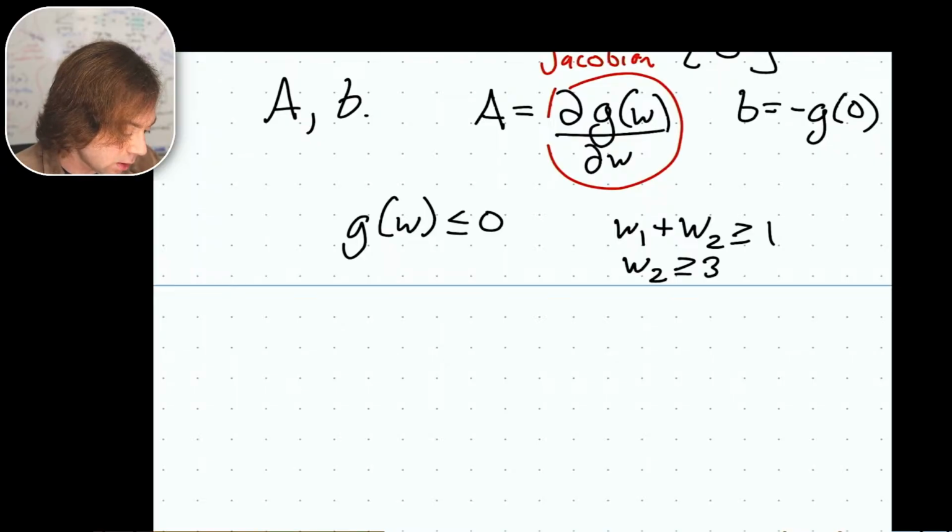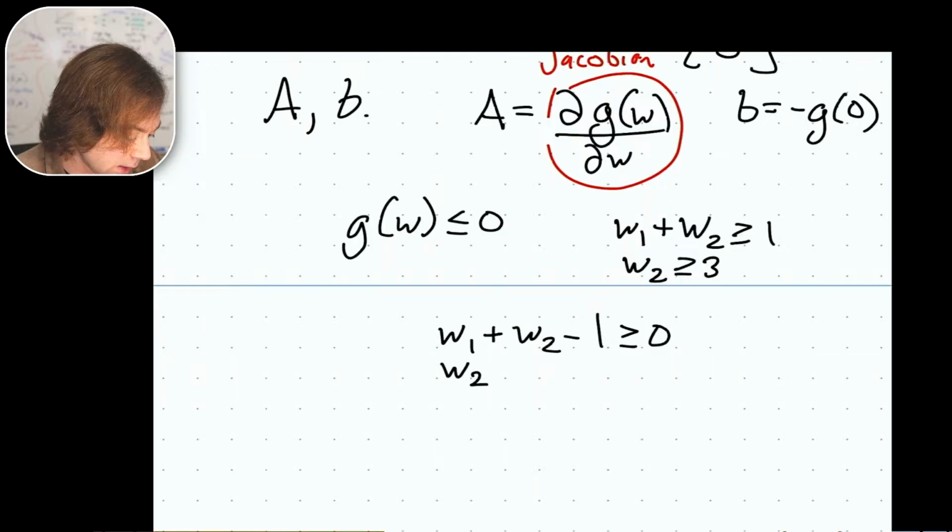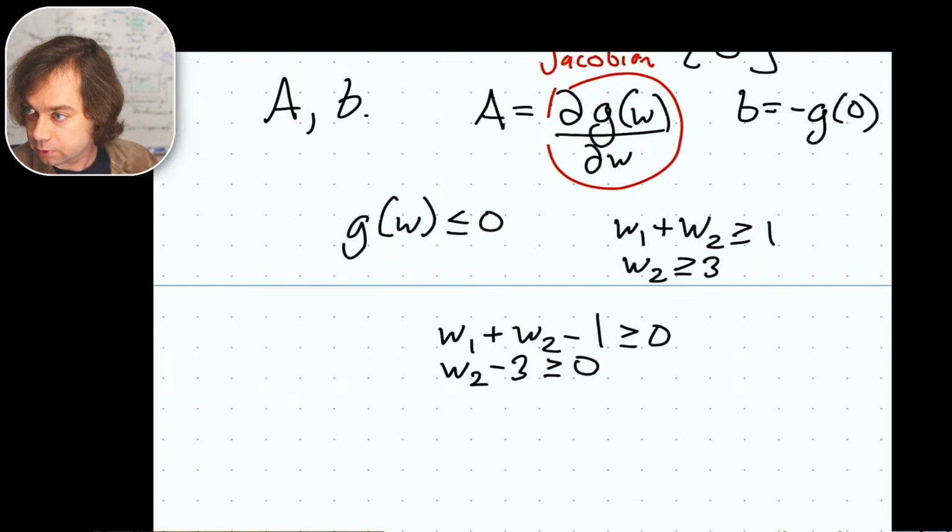So let's move the constants to the other side. W1 plus W2 minus 1 is greater than or equal to 0. And W2 minus 3 is greater than or equal to 0. We're good with that math.